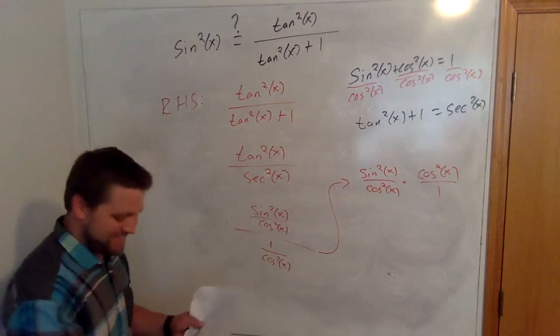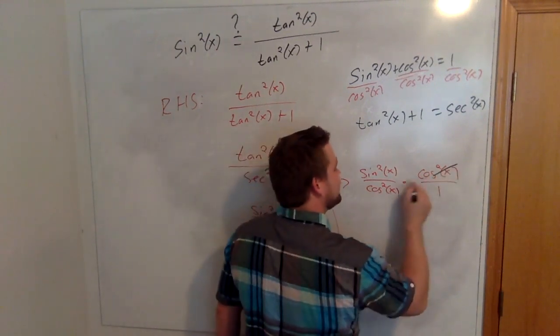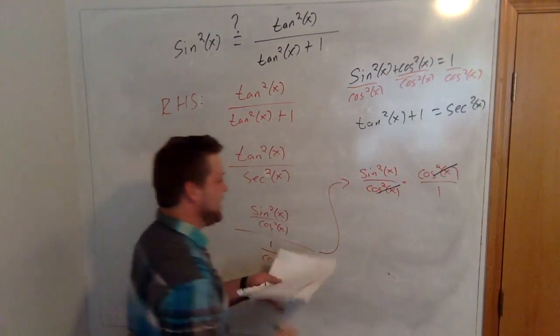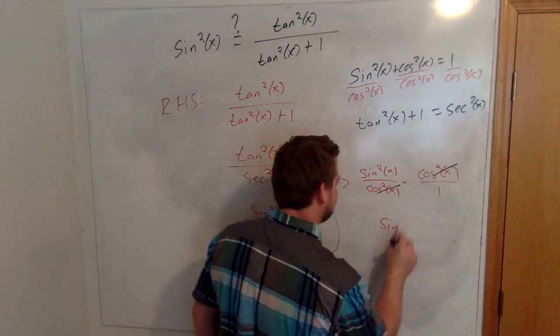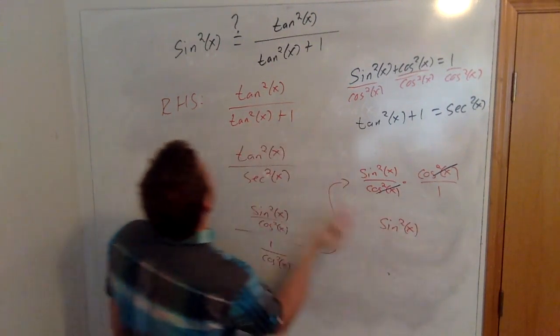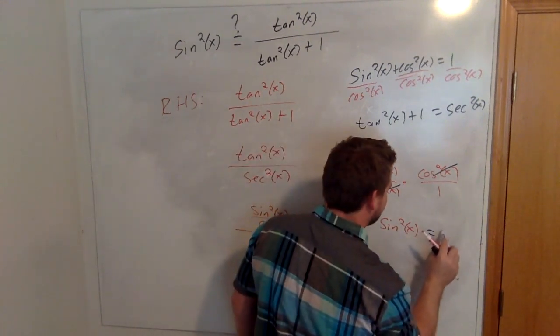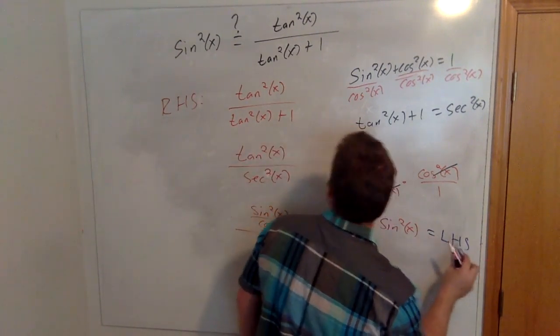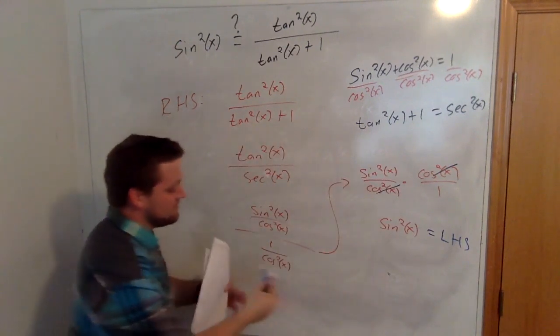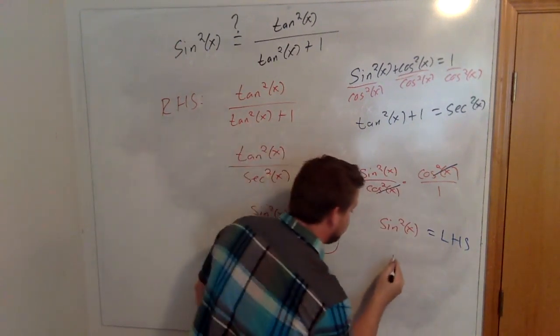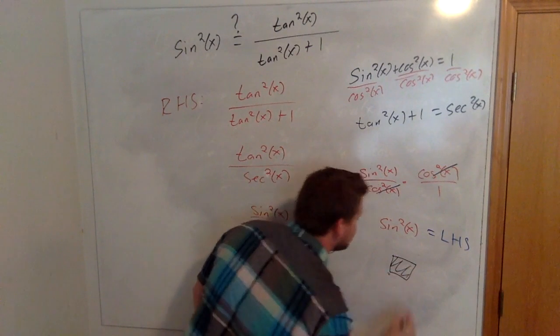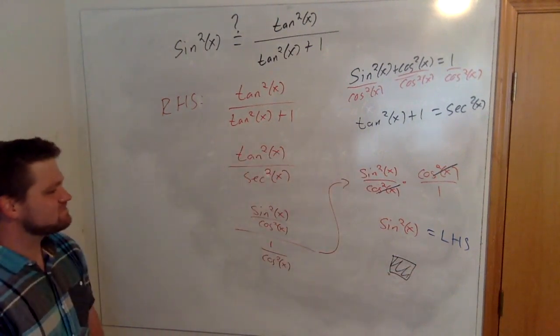And what do you know? The cosine squareds cancel, and we're just left with sine squared of x. This is equal to the left-hand side. We showed that the right-hand side is the same as the left-hand side. We're finished. We massaged one side to look like the other side.